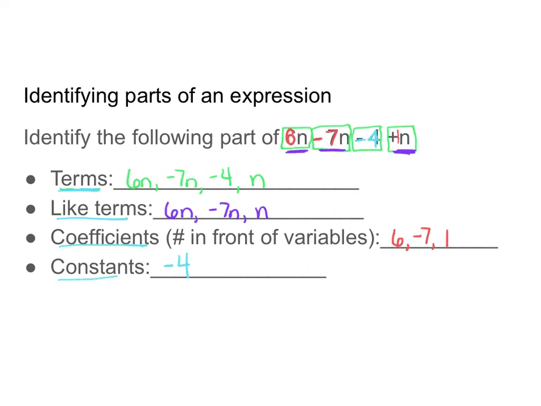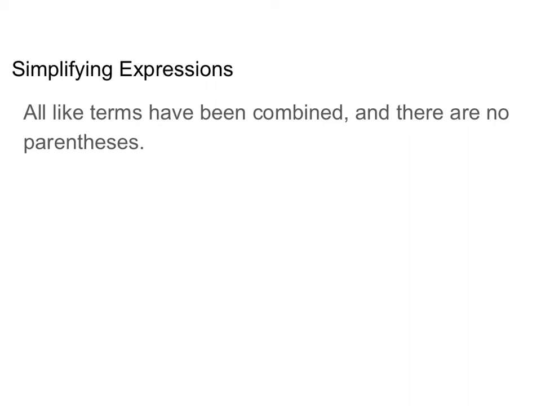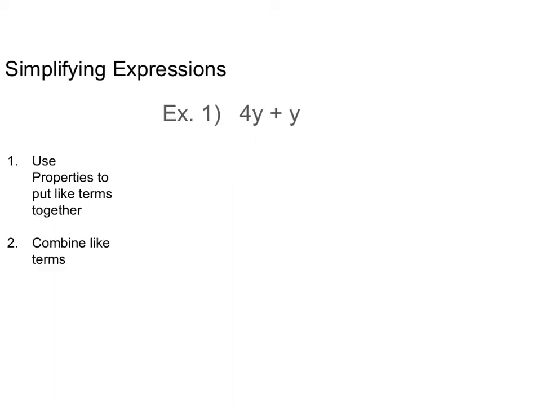All right, let's go to the next page. So simplifying expressions, remember that all like terms have to be combined in order to be simplified to its most simplified expression, right? And there's no parentheses. So you're looking for all the like terms to have been combined, and no parentheses. Let's go on to the next page and we're going to do some practice problems.